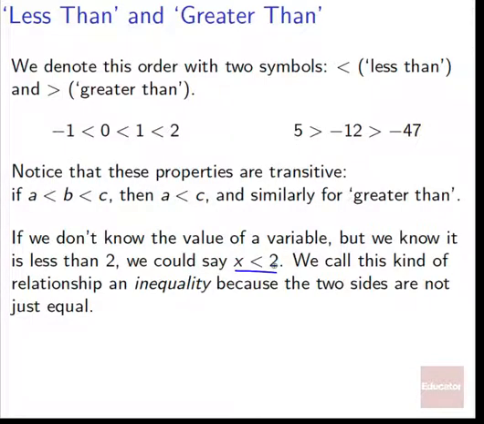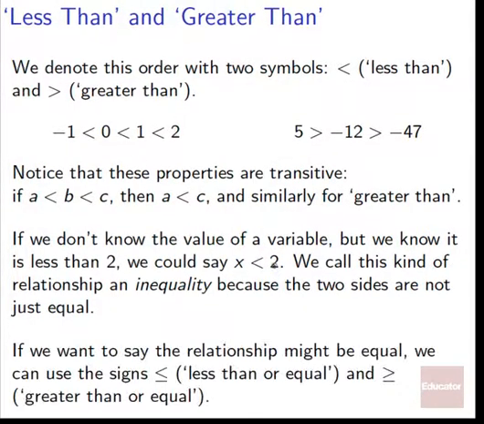We call this kind of relationship an inequality because the two sides are not just equal. An equality implies there's equality between the two expressions. Inequality implies that the two expressions are unequal, and we know something about how they are unequal. So an inequality is going to be less than or greater than, depending, and that's where we get inequalities. If we want to say that the relationship might be equal, we can use the signs less than or equal and greater than or equal.